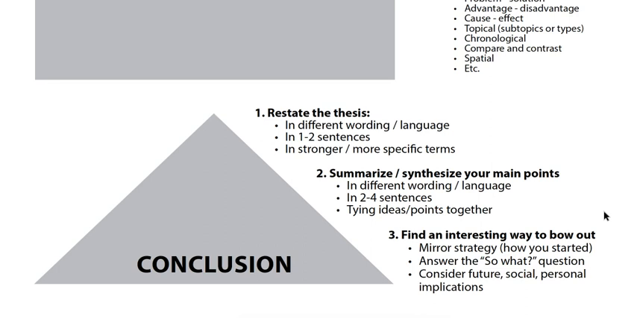So instead, a couple of options would be to use the mirror strategy. However you started your paper, you go back to that. So if you started with a quote, you would end by considering that quote. Don't repeat it, but you continue talking about it, expanding it out, seeing what it means now in light of all the other information that you provided in the body of your essay. If you started with a fact, you could go back to that fact and see again, what does it mean now with all of the information in your paper and your final takeaway.